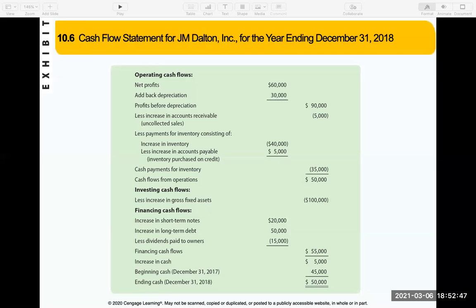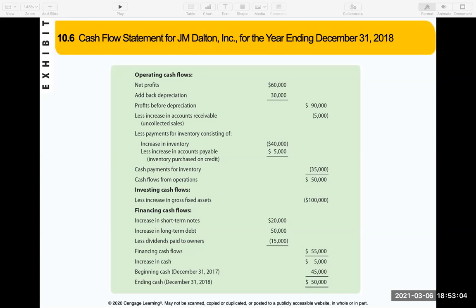All right, so here's a sample statement of a cash flow statement. As you can see, it's divided into the operating cash flows, investing cash flows, and financing cash flows, as stated before. So here you have your operating cash flows, which you're considering your net profits. That's where money is coming in.